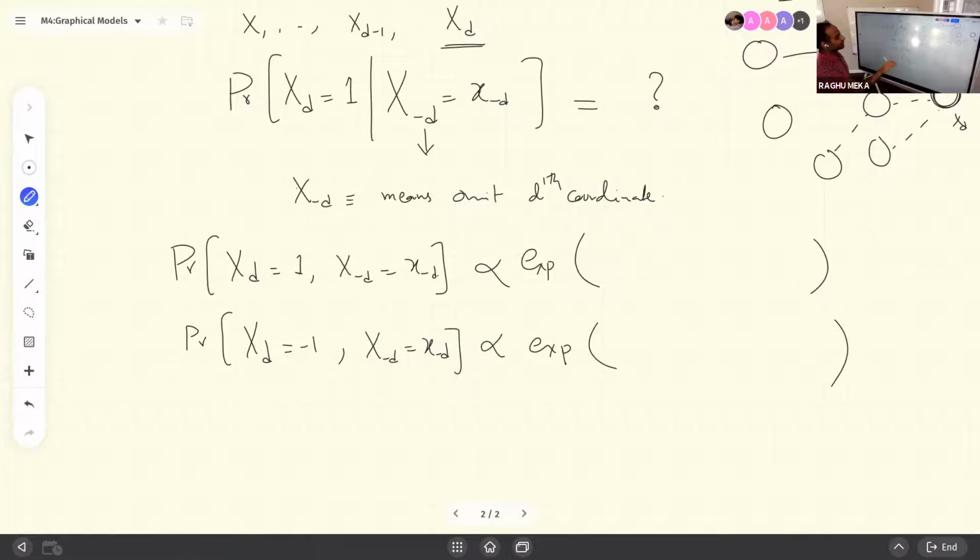If I knew these two, how can I get the conditional distribution? Let me call this number P_1, and this one P_{-1}. If I know these two numbers, how can I get the conditional distribution? Looks like Bayes rule. Yes, Bayes rule.